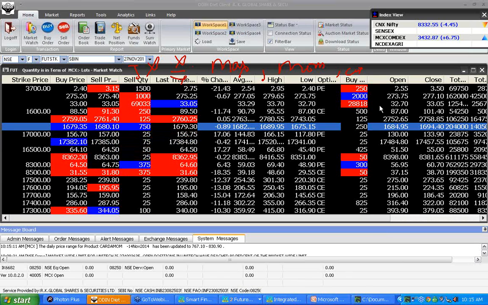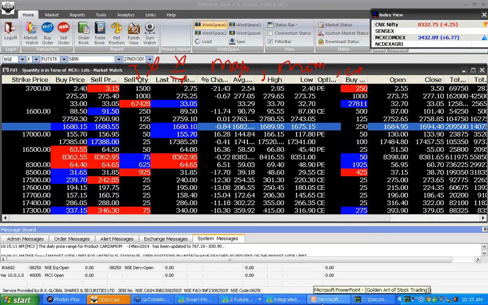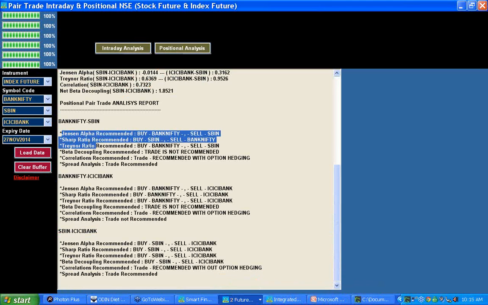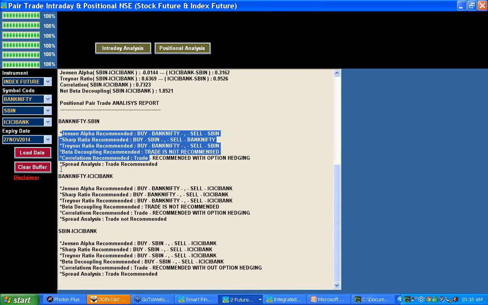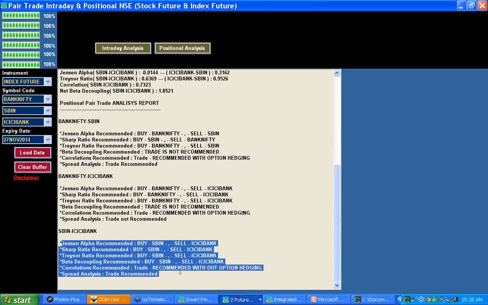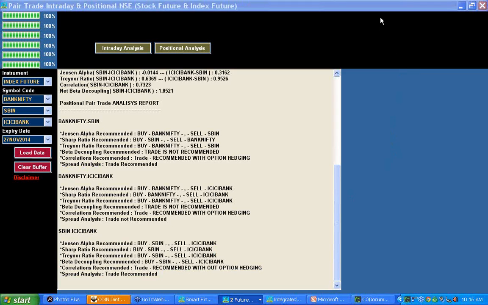So this pair trade analysis, which you get from our Smart Finance domain, takes these parameters: Jensen's alpha, Sharpe ratio, Treynor ratio, beta decoupling, and correlation. Spread is also taken, the same price ratio you have seen, but we treat it in a different way. Spread is only one of these 5-6 analyses and alone it does not decide any trade. If all parameters give you a green signal, it is better to enter that trade. That is how the pair trade spans out.